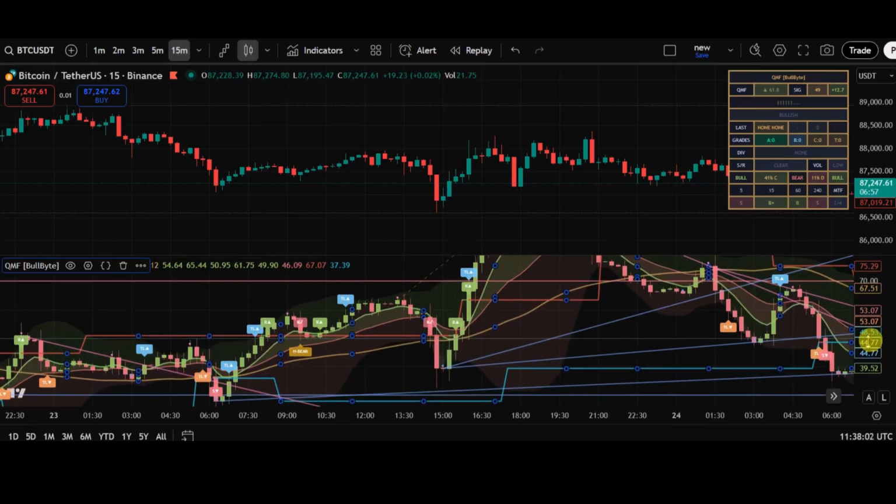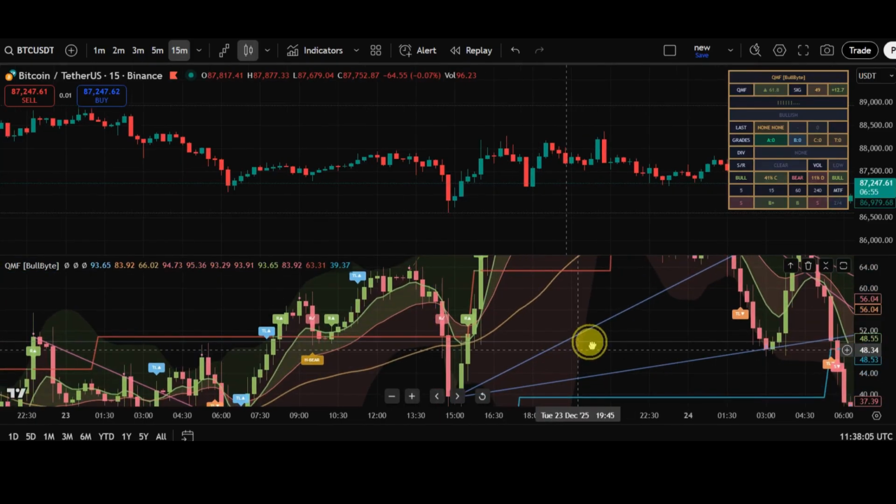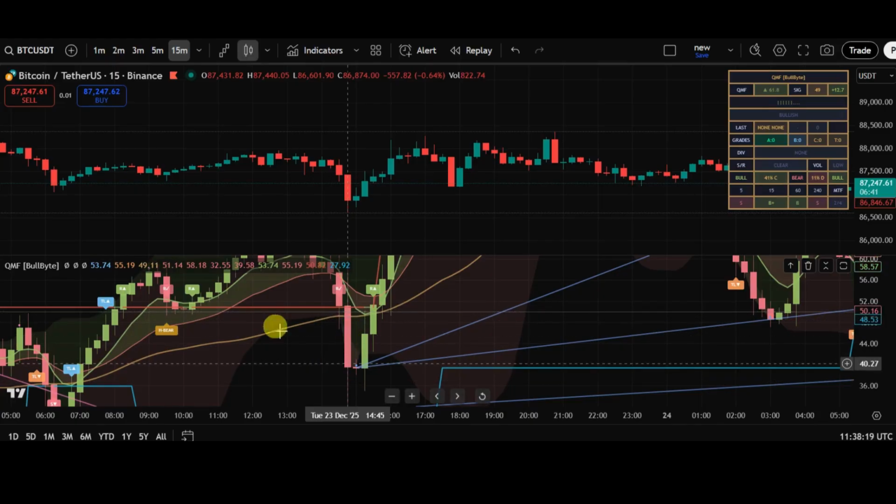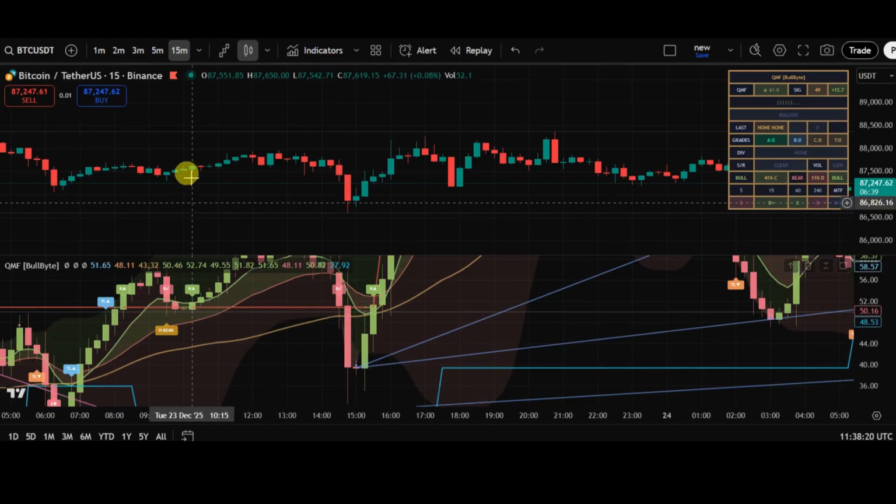Green candles indicate the oscillator closed higher than it opened. This represents bullish momentum. Red candles indicate the oscillator closed lower than it opened, representing bearish momentum. Pay attention to the body size of these candles. Larger bodies indicate stronger momentum conviction. Small bodies suggest indecision or weakening momentum.